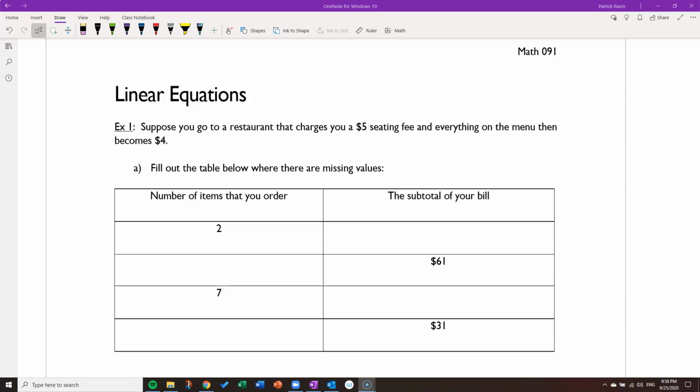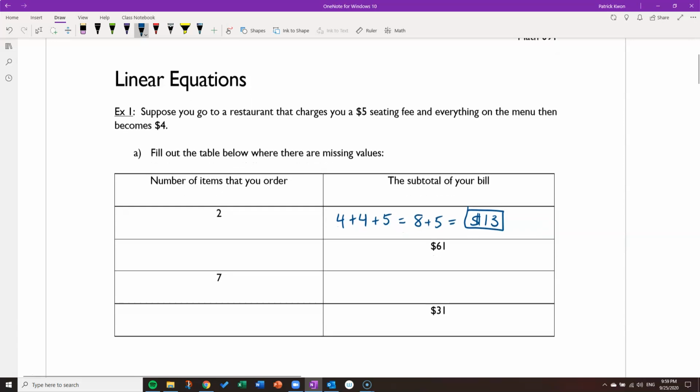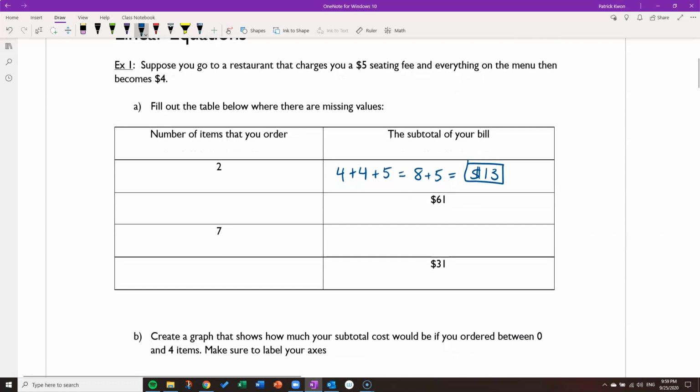So first we know that we ordered 2 items, and each of those items is $4. So you could put 4 plus 4 since we ordered 2 of them, and then we have to add on that $5 seating fee. So 4 plus 4 is 8 plus 5, which means our subtotal in that scenario would be $13.